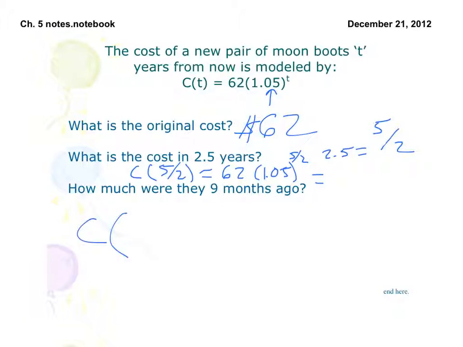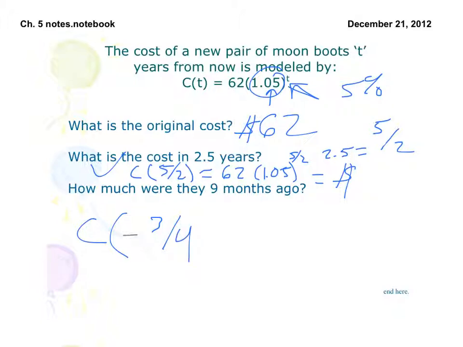What were they 6 months ago? 9 months ago. I should say one final thought with this. From there, you'd have to punch that into a calculator to get a decimal approximation for what the price of moon boots are going to be in 2.5 years, given their price is going up 5% per year.